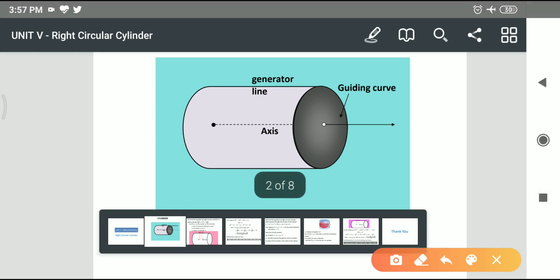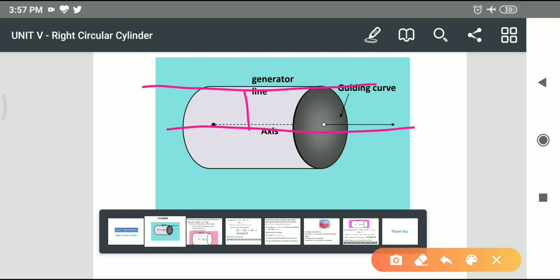Here we have two lines. This line is called the axis and this line is called the generator. Now the axis line that we have is fixed and the generator line is rotating about the axis by keeping this distance fixed. So while rotating the generator around the axis, we keep the distance between the axis and the generator fixed. That distance is called the radius of the cylinder.